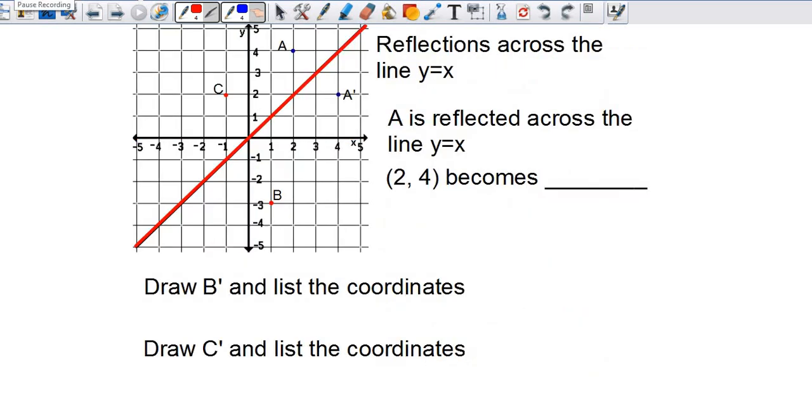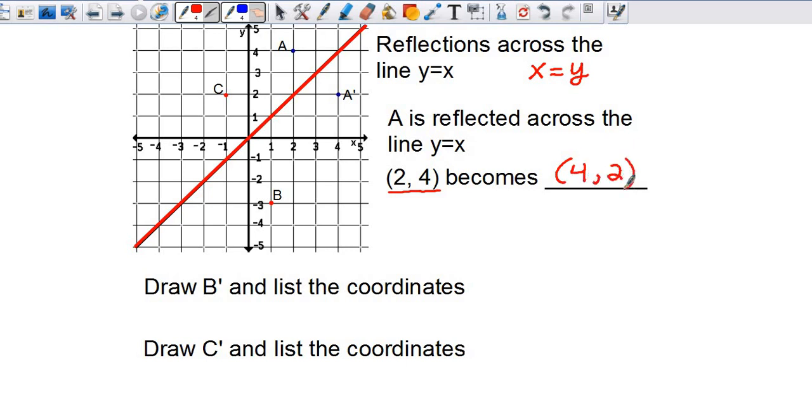Okay, for our next set of problems, guys, they're going to ask you to reflect across y equals x. One easy thing to remember for this is if y equals x, then x must equal y, which means we can take the two things and just flip them around, right? So for the first one here, it says A is reflected across the line y equals x. 2, 4 becomes what? Well, if y equals x, then we know that x equals y, so we just switch that order around, and we would get 4, 2. That's all you have to do.